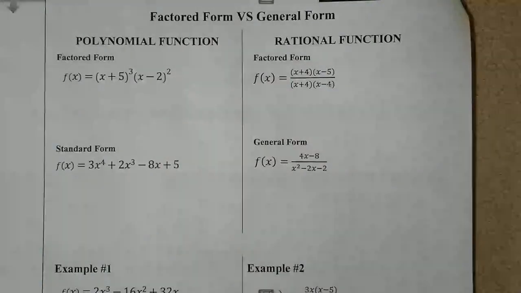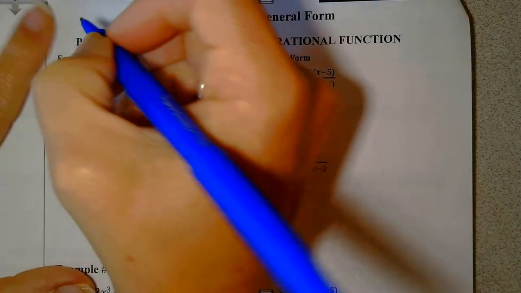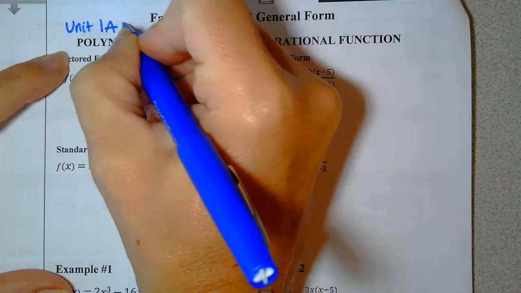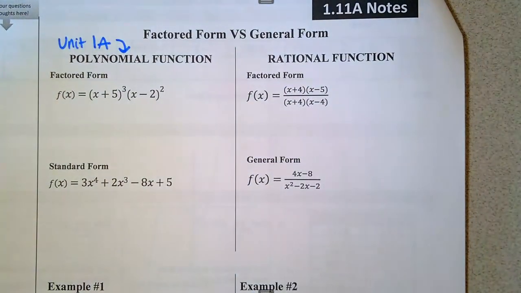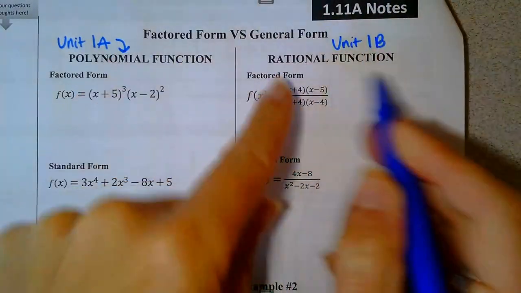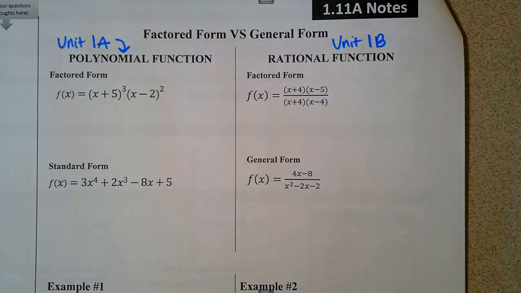Okay, this is just a little review, okay? So, Unit 1A, we did all of these polynomial functions. Do you remember these? And Unit 1B, we did rational functions. We did where they're dividing. So this is just a quick little recap, okay?